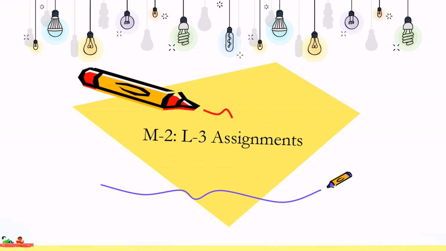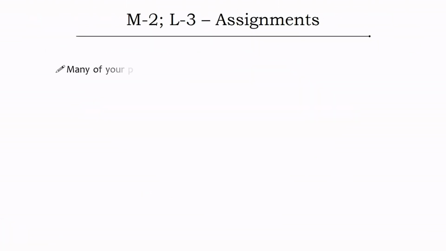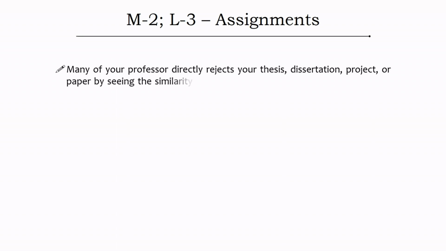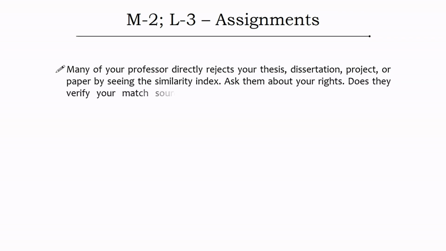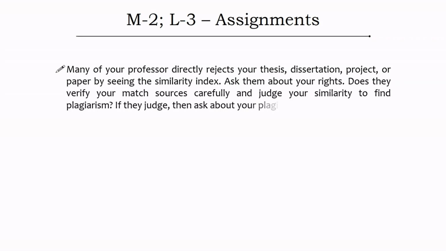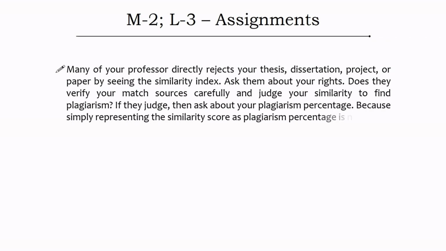Now your homework is on the way. Do it on your own. The first assignment is, many of your professors directly reject your thesis, dissertation, project or paper by seeing the similarity index. Ask them about your rights. Do they verify your match sources carefully and judge your similarity to find plagiarism? If they judge, then ask about your plagiarism percentage. Because simply representing the similarity score as the plagiarism percentage is not fair.